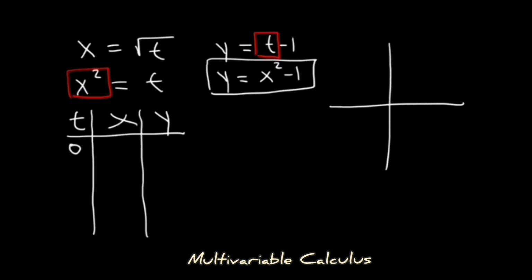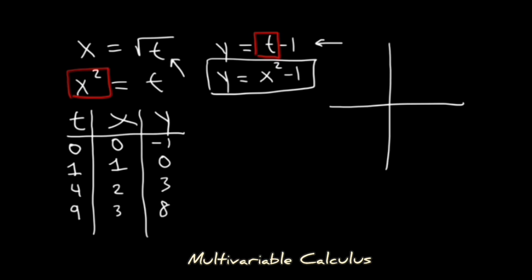So the lowest t value we have to start with is 0. The square root of 0 is 0. The square root of 1 is 1. The square root of 4 is 2. And the square root of 9 is 3. Now let's use this equation. 0 minus 1 is negative 1. 1 minus 1 is 0. 4 minus 1 is 3. 9 minus 1 is 8.